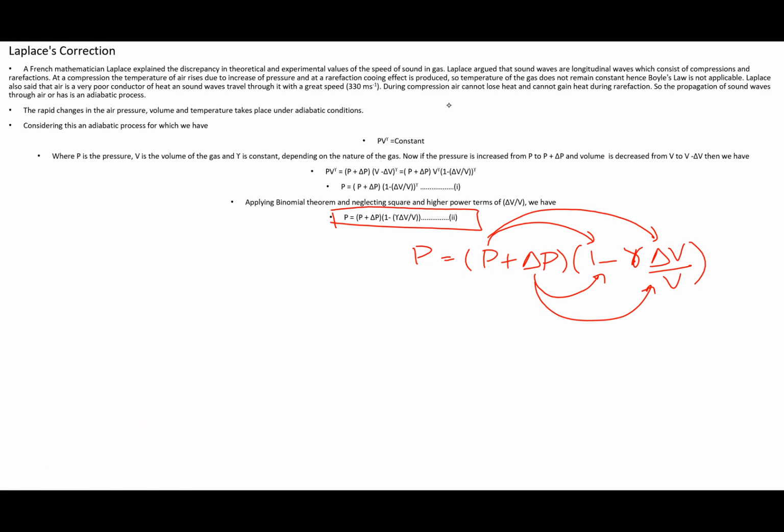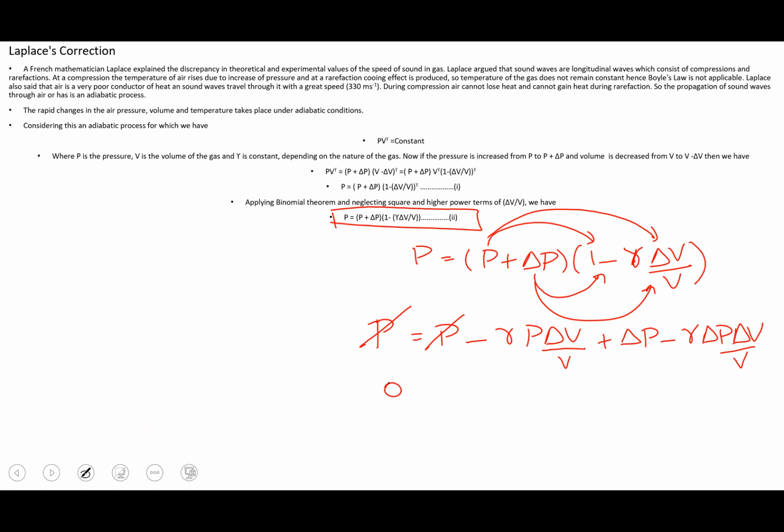Now, P is equal to P, if we multiply the first one, minus gamma P delta V divided by V, and now we are multiplying the delta P part. It will be plus delta P minus gamma delta V divided by V. Now, as we can see, this P and this P will cancel out. It will be 0 is equal to minus gamma P delta V divided by V plus delta P minus gamma delta V divided by V.